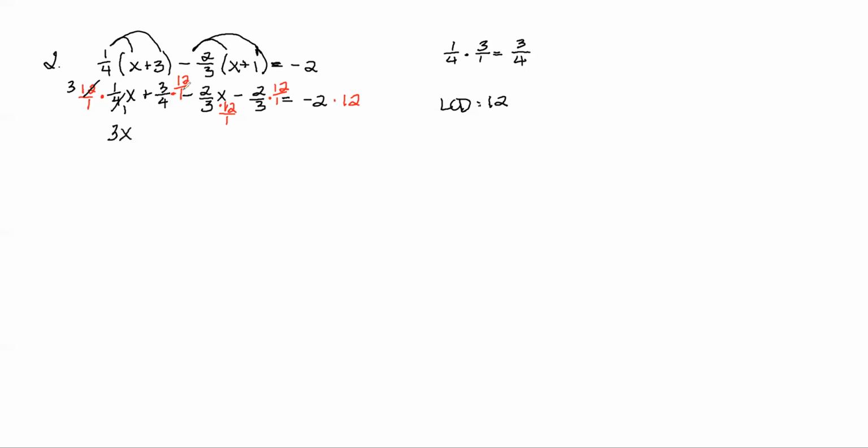3/4 times 12 over 1, again reduce the 4 and the 12 to a 1 and a 3. Bottoms are 1, so we don't care about them, and we have 3 times 3, which is 9, and it's positive.